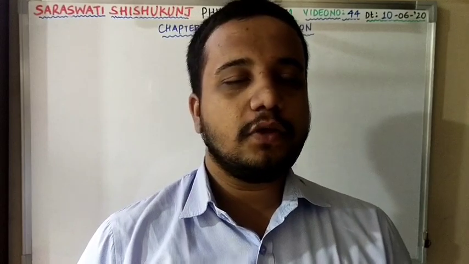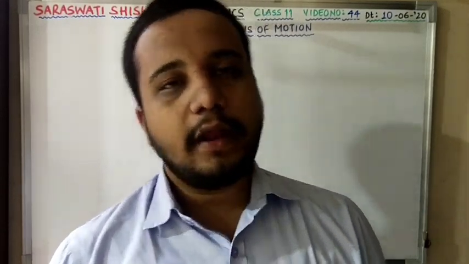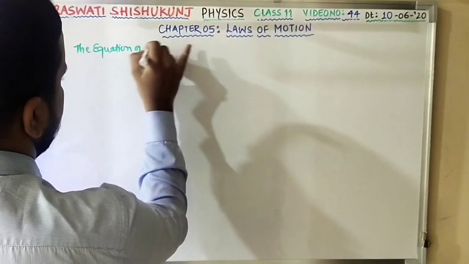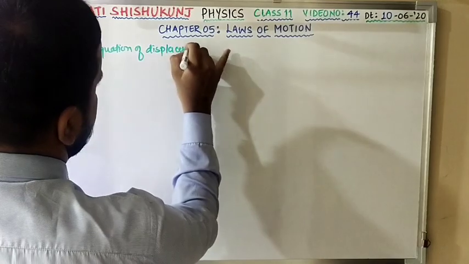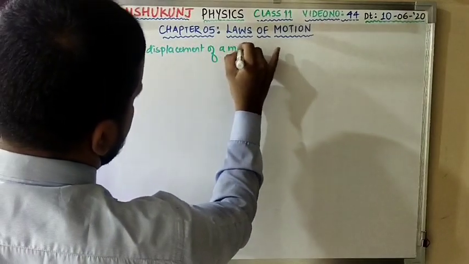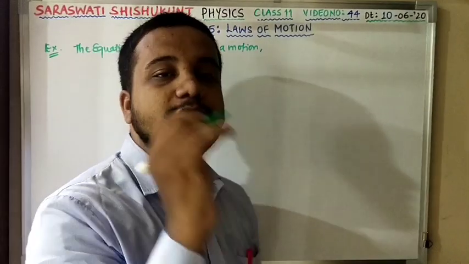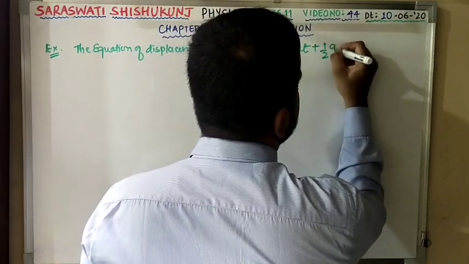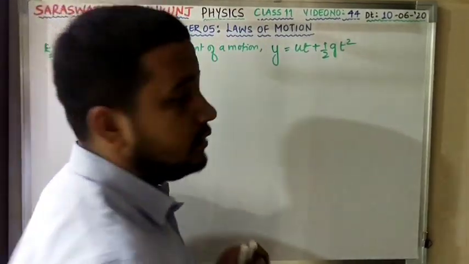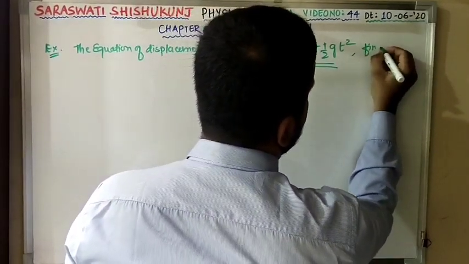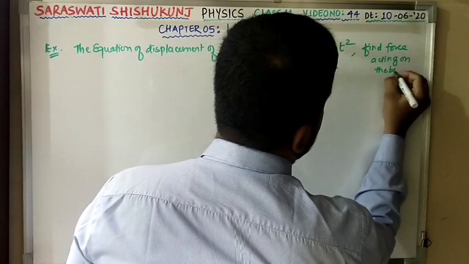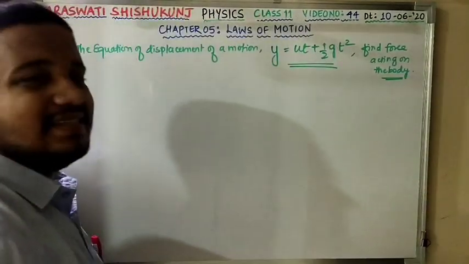But before that I need to solve two questions based on the previous videos. Clear? They are very simple. The first example we are going to solve is the equation of displacement of a motion. The equation of displacement is already given to us, that is y is equal to ut plus half gt square. Find the force acting on the body. We need to calculate the force acting on the body. That's very simple.